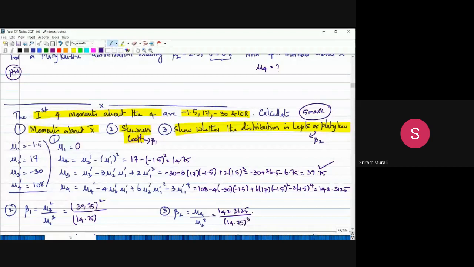Divided by 14.75 the whole cube, this is 0.6541, which is less than 3. Therefore, it is platykurtic. Is that clear?